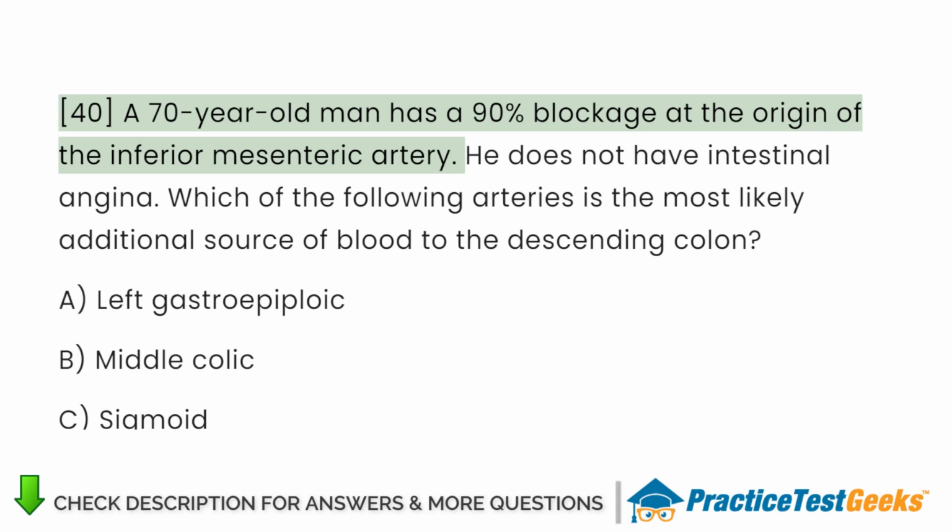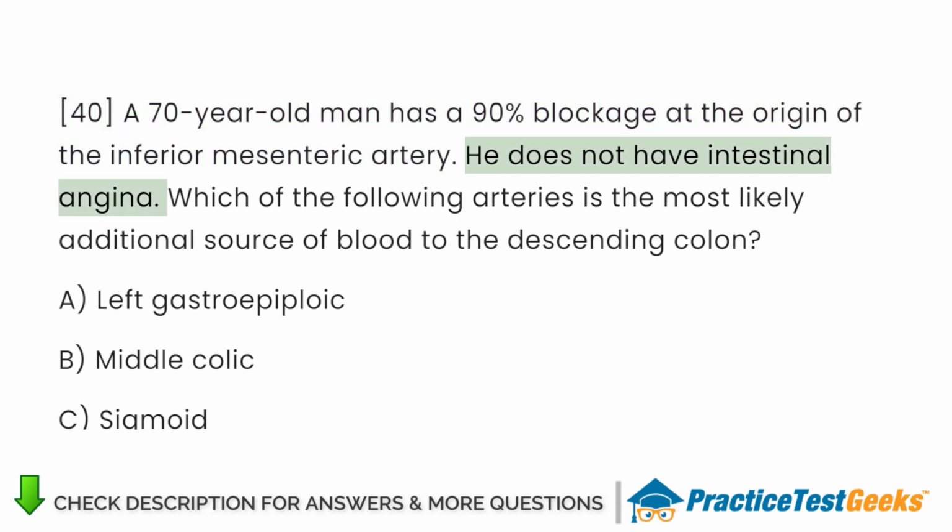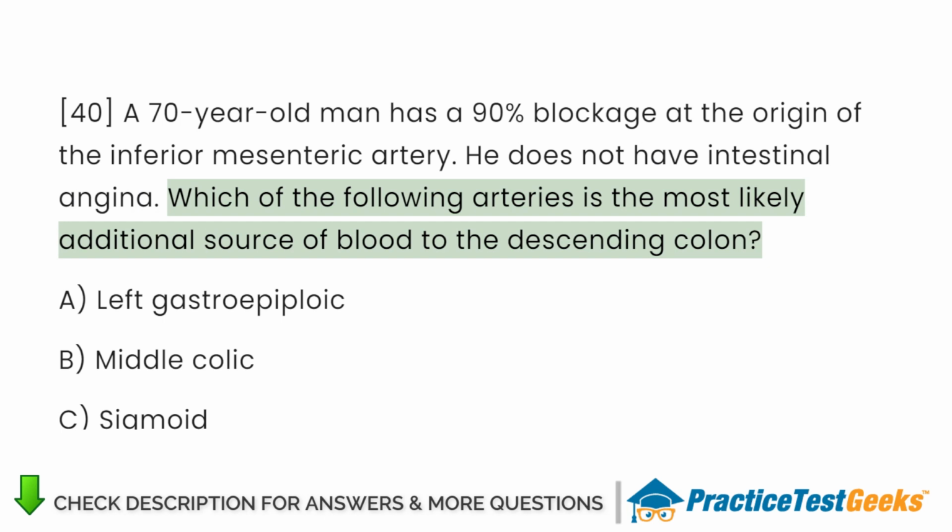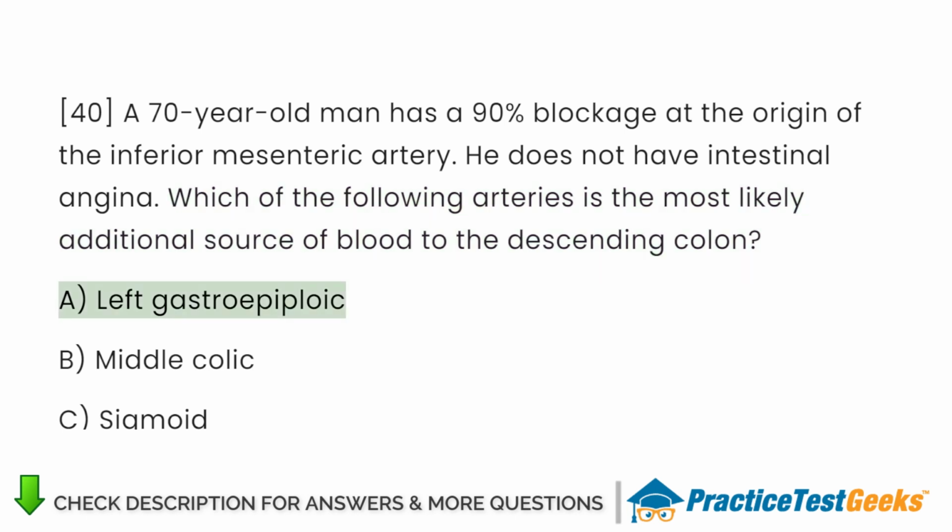A 70-year-old man has a 90% blockage at the origin of the inferior mesenteric artery. He does not have intestinal angina. Which of the following arteries is the most likely additional source of blood to the descending colon? A. Left gastroepiploic. B. Middle colic. C. Sigmoid.